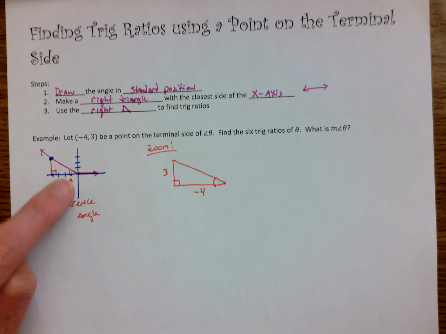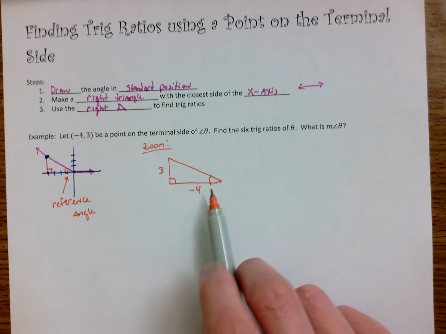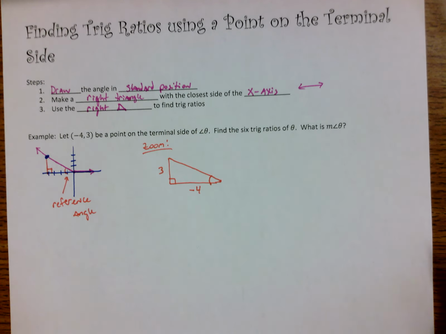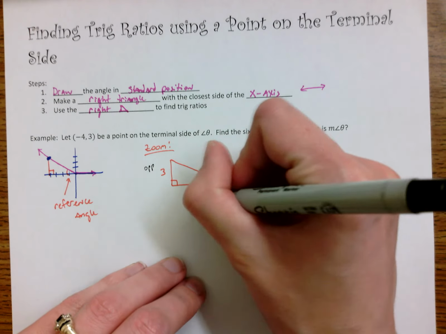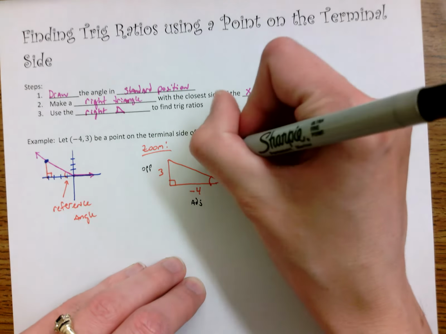However big that angle is, you can use that to calculate the rest of your trig ratios. Okay, so it's really cool. So that is our reference angle. That's this guy right here. And that's what we're going to use to figure out where my opposite side, my adjacent side, and all that are. So this side from that reference angle would be the opposite side. This is the adjacent side. Here's my hypotenuse.